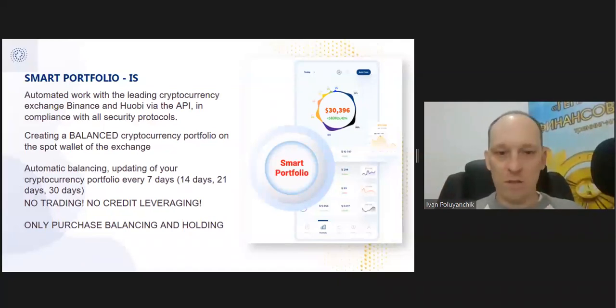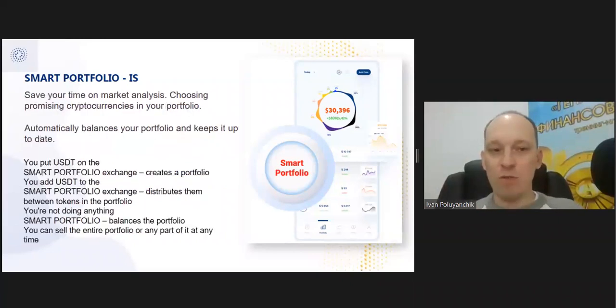So please give me a plus in the chat if you understand what I mean, that Smart Portfolio does not do trading. Smart Portfolio balances. It makes sure that you have a balanced portfolio. Let's go to the next slide.